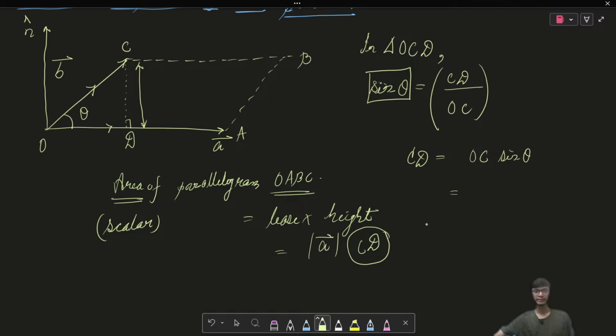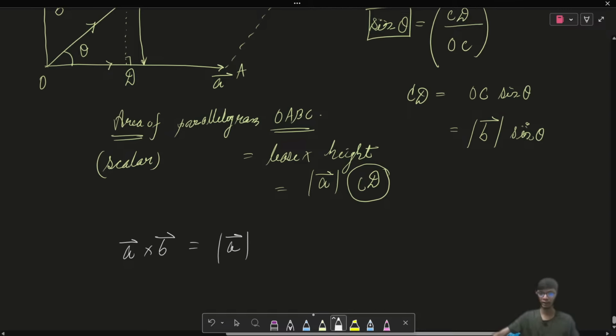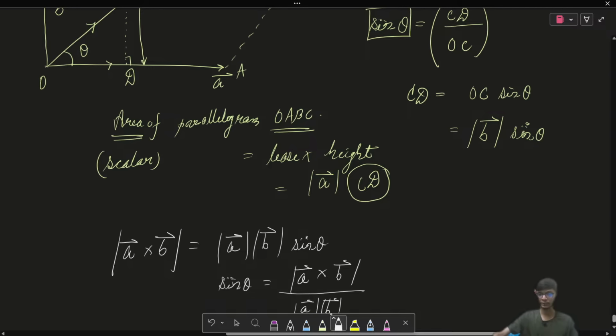Now we know that the OC length is the magnitude of B vector, and I can write it like this. Now, from the definition of A vector cross B vector, we know that its magnitude is given as mod of A, mod of B, multiplied with sine of theta. I'm only interested in the magnitude part right now. So if I replace the expression for sine theta, this will be mod of A cross B divided by mod of A and mod of B. I'm going to replace this expression of CD and sine theta with this particular expression.